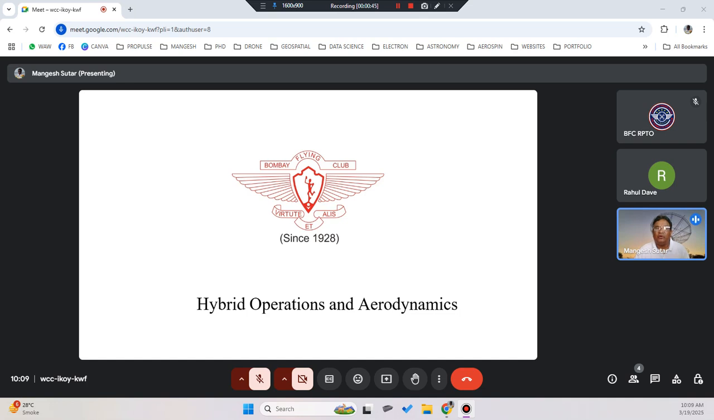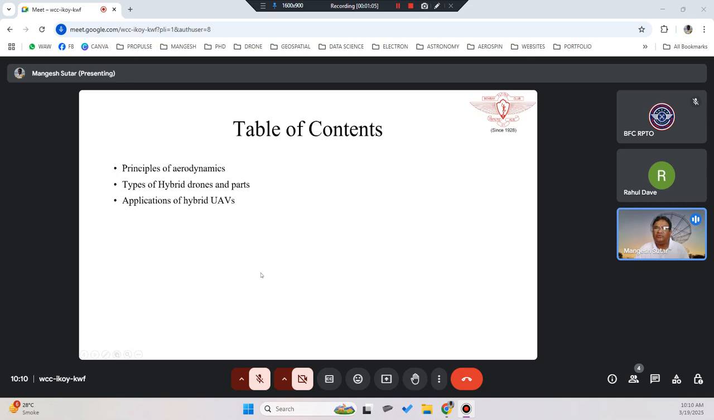When we talk about the hybrid drone, which is also called VTOL, VTOL is nothing but the combination of the aeroplane and the rotorcraft drone. So let's see what the principles of aerodynamics are, the types of hybrid drones and parts, and the application of hybrid UAVs, where these hybrid UAVs come into usage, and the development of the hybrid drones.